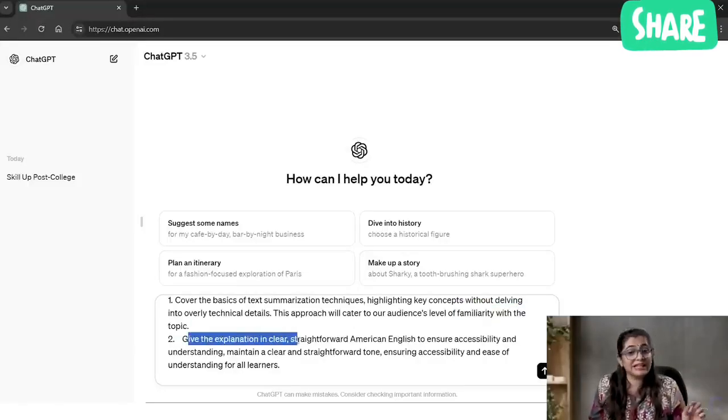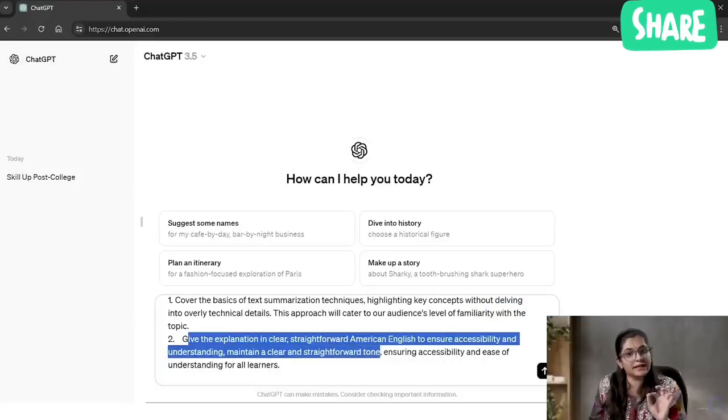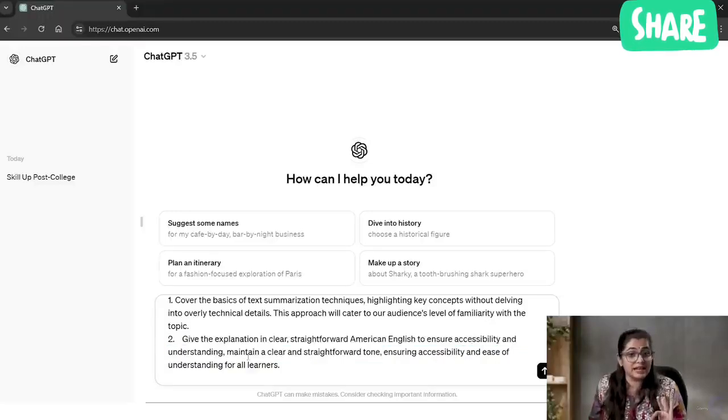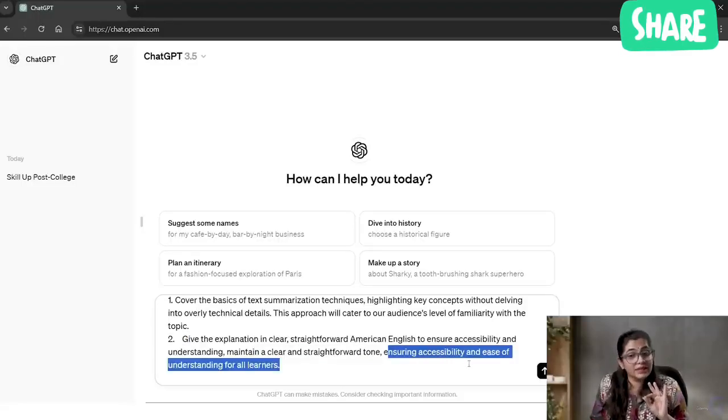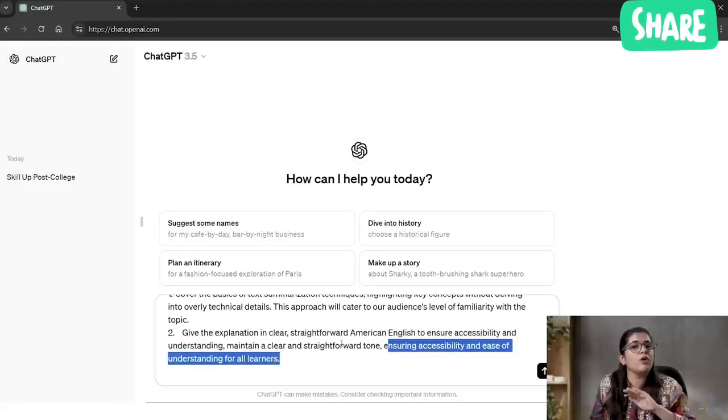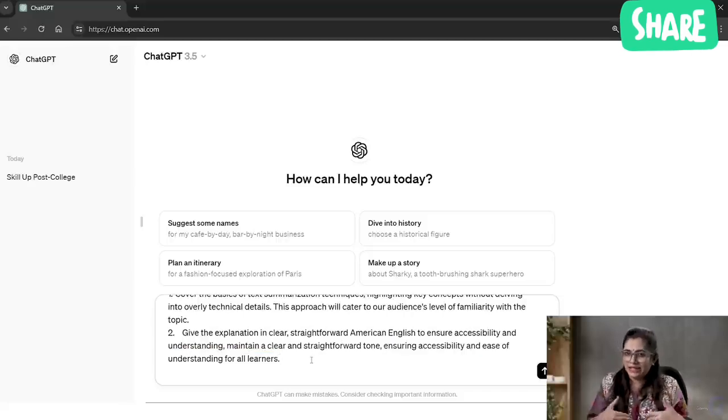Give explanation in clear, straightforward American English. We are telling the scope also, we are telling the communication style also. Ensuring accessibility and understanding, maintain a clear and straightforward tone, ensuring accessibility and ease of understanding for all learners. Now let's give this prompt to ChatGPT and see how it responds.